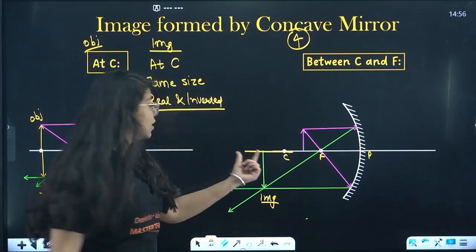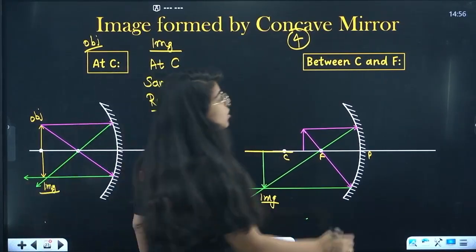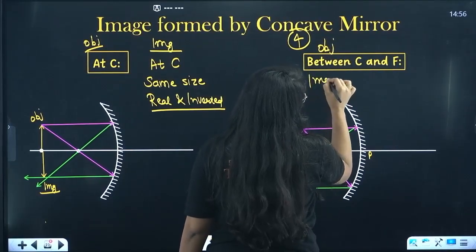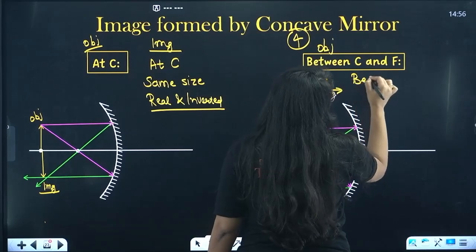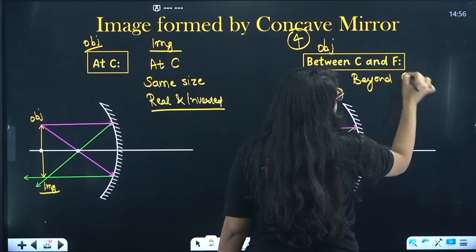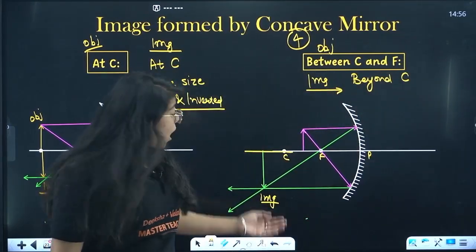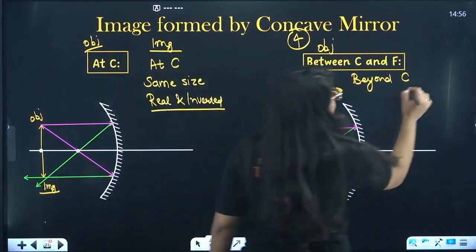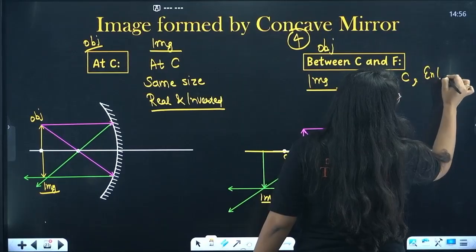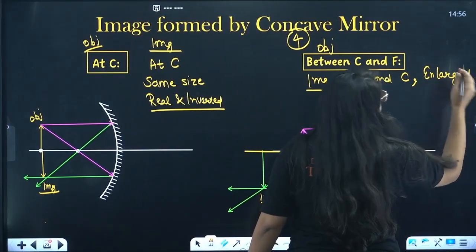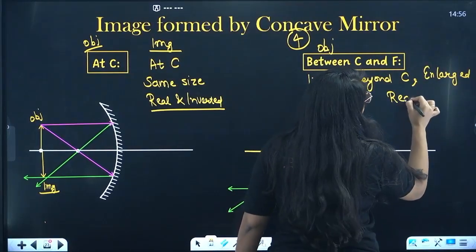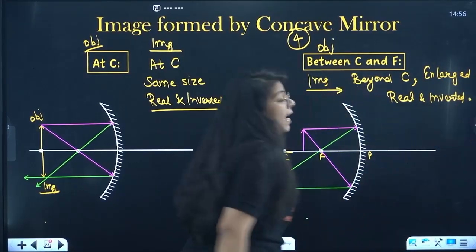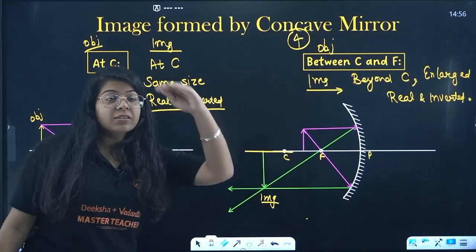Now where is the image? The image is beyond C. This is your object, right? The image will be beyond C. Understood? And it is very large. This is smaller, this is larger than the object. So it will be enlarged, and it will be real and inverted. Now did you see one thing?